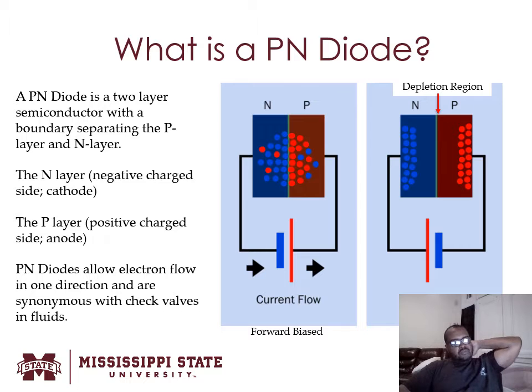So in the first forward bias, you can see that when I connected the positive side of my voltage to the positive side of the diode, they repelled each other, closing that depletion region. But when I get over to my reverse bias condition, when I put the positive side to the negative side, they actually attract, which creates this depletion region.